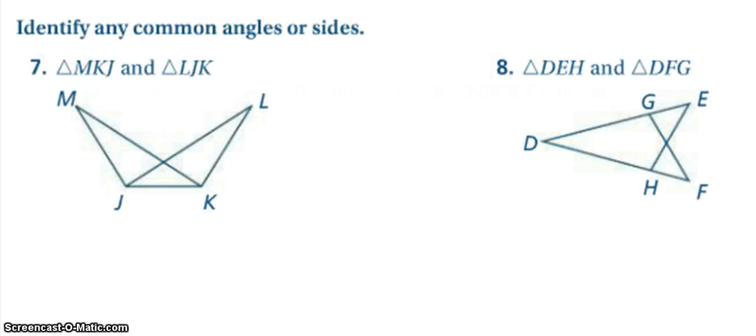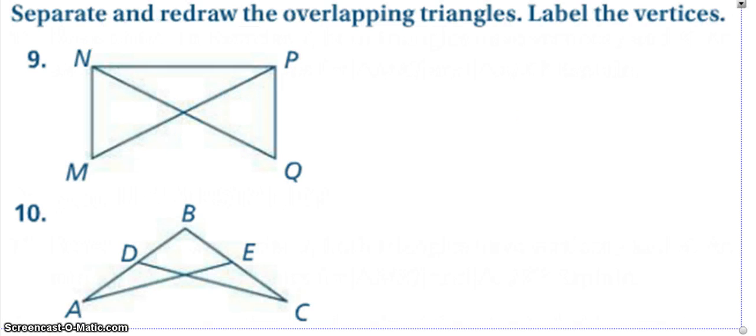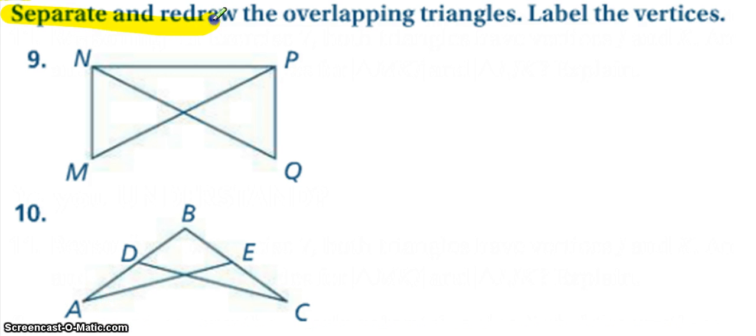Try 7 and 8 on your own. This should look familiar to you. There are the only shared pieces. We have a shared side on number 7 and a shared angle on number 8. Then try 9 and 10, where you're going to have to separate and redraw. So you want to pull the two different triangles that you see apart from each other. Label all your vertices too, because this will tell you what is overlapping.